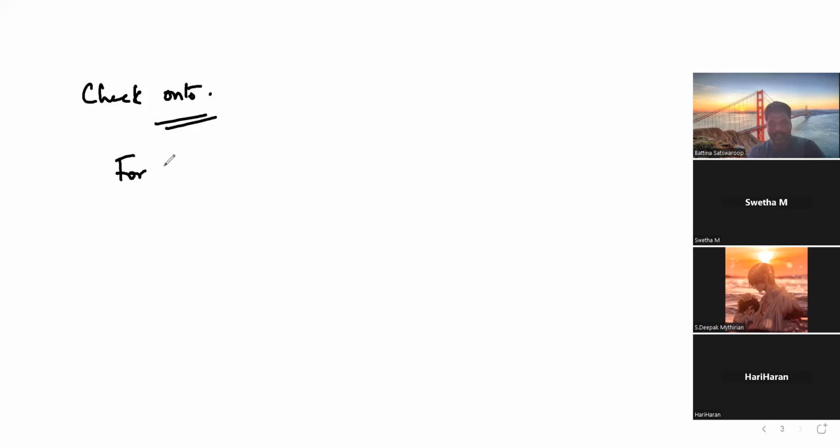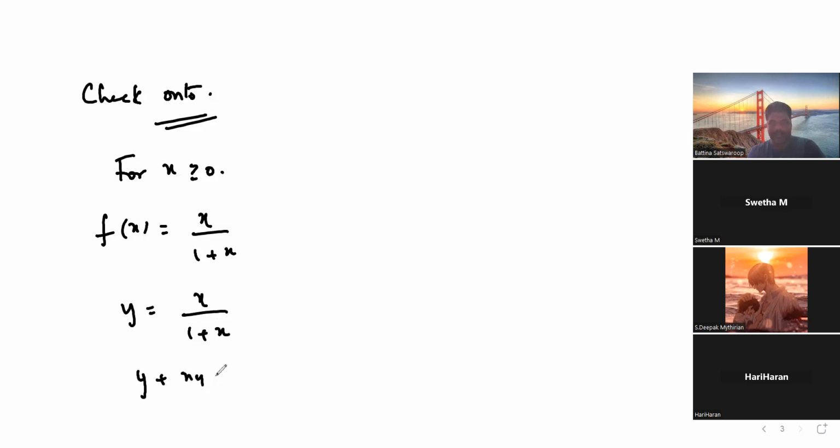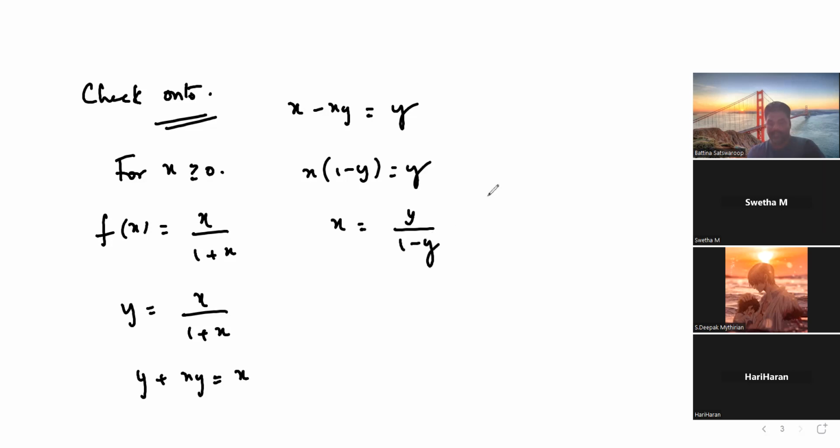So for x greater than or equal to 0, case 1, f of x will be equal to x by 1 plus x. Already you know this is equal to y. So x by 1 plus x is equal to y, so y plus xy is equal to x. Do we write it in terms of x? Correct? So x minus xy is equal to y, and x into 1 minus y is equal to y. x is equal to y by 1 minus y. We have written case 1. Next, case 2 checking.